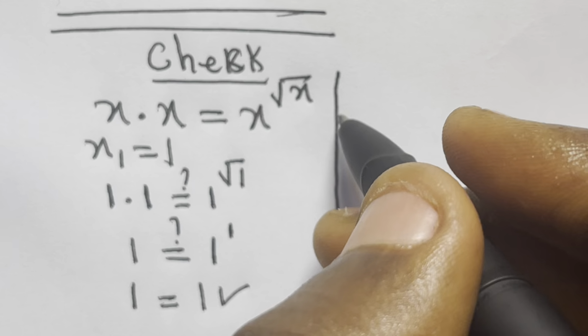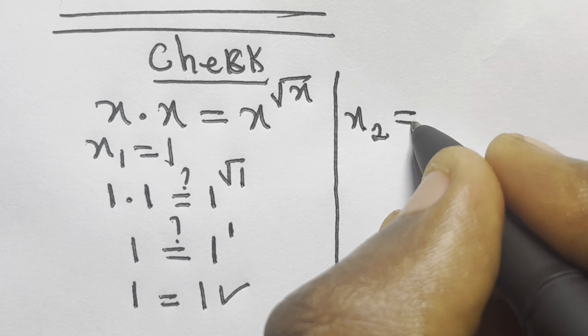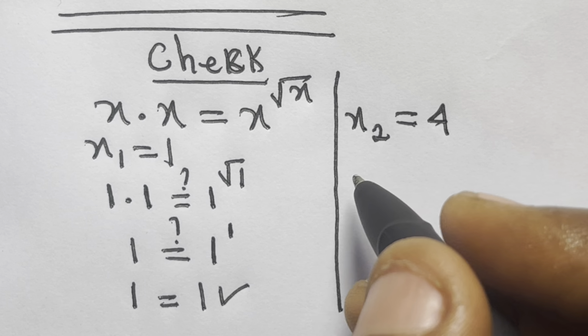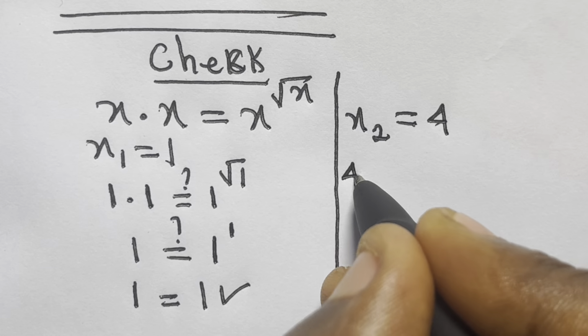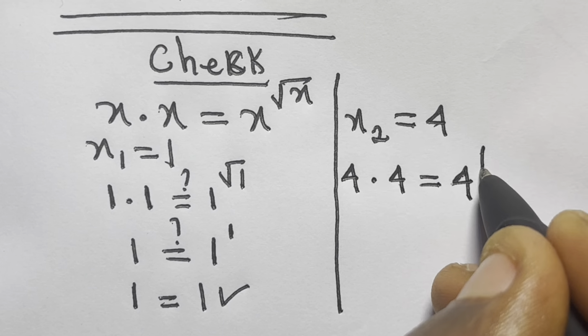Also, for the second, let's say x2 equals 4. So let's see. So we have 4 times 4 equals 4 raised to power square root of 4.